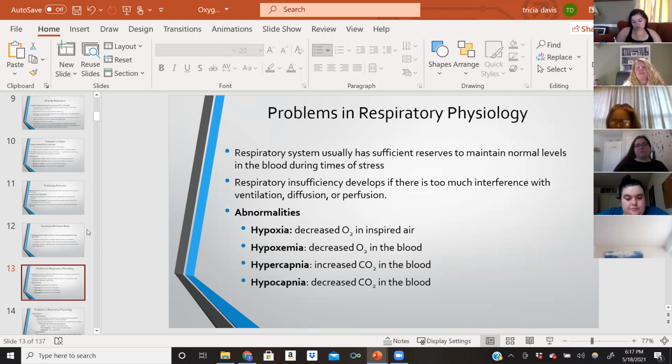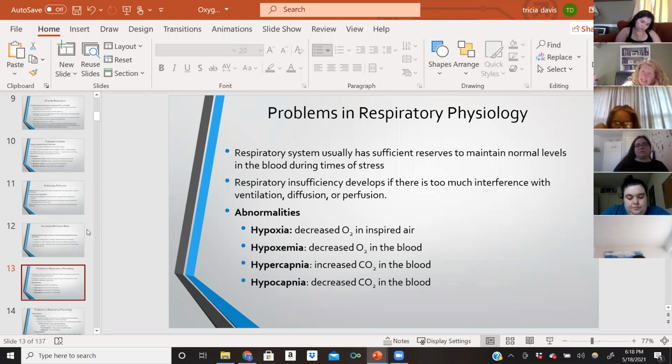So what are some problems that we might see in respiratory physiology? Our respiratory system usually has a sufficient amount of reserves to help maintain that normal equilibrium or homeostasis in our blood during times of stress, sickness, or disease. Respiratory insufficiency will develop if there's too much interference with ventilation, diffusion, or perfusion. It can't compensate for it.